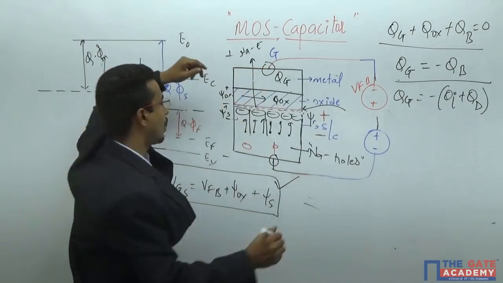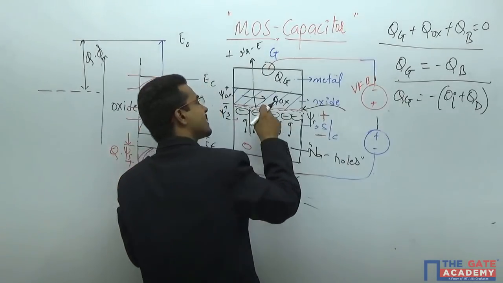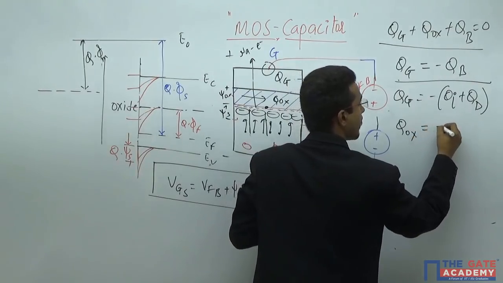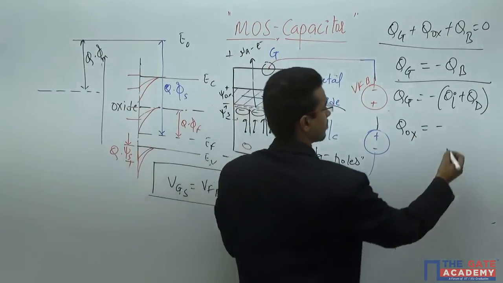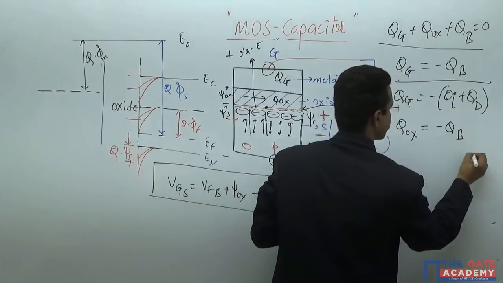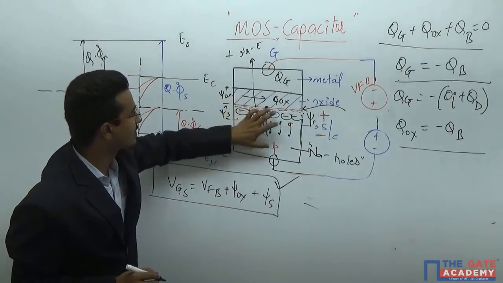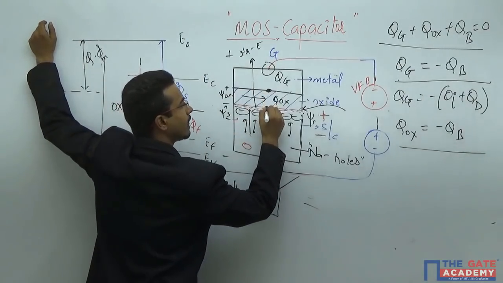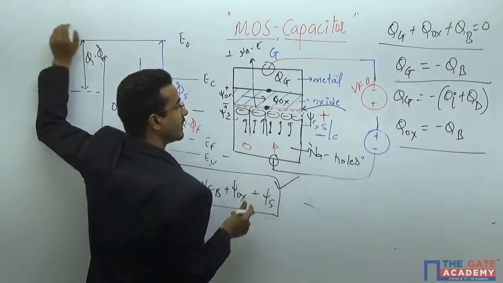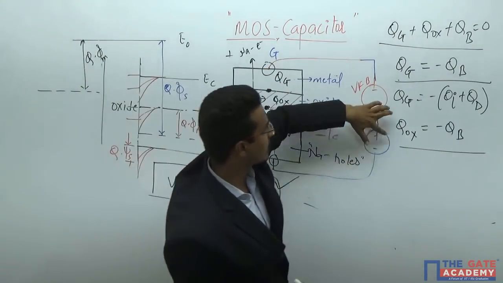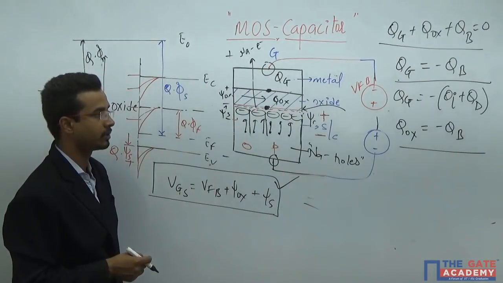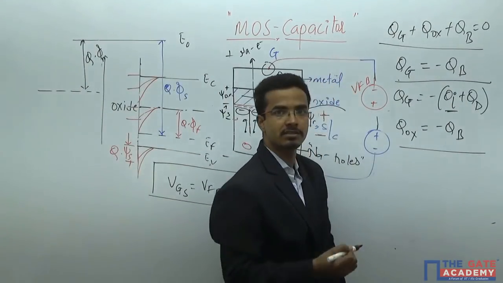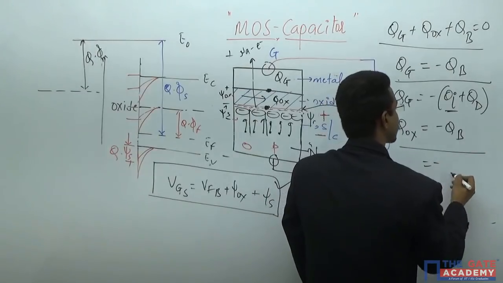Yes or no? If I want to tell the charge across this capacitor, QOX will become minus of QB, because here the charges are QB. And across this only you are measuring all the charges, so this will come into the picture. Okay. For a lower potential, we will assume that this QI will become 0. So the total will become minus of QD.